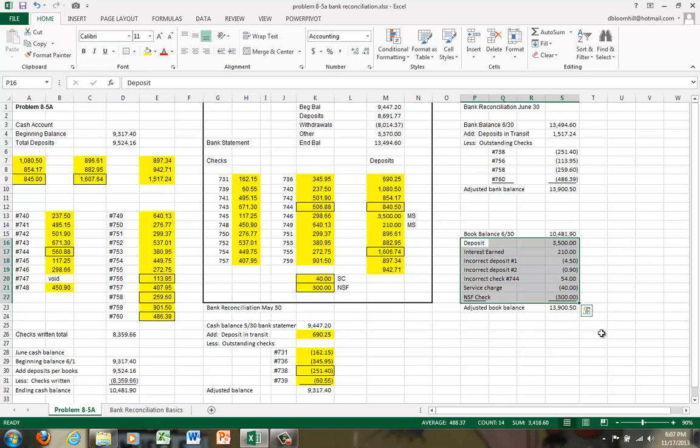Okay, so now we have learned how to do a bank reconciliation and how to balance between the adjusted bank balance and the adjusted book balance.